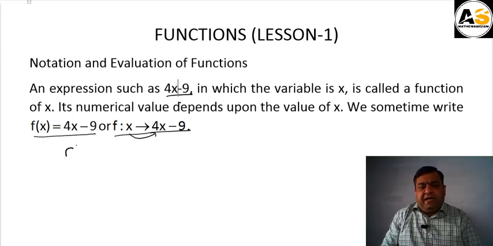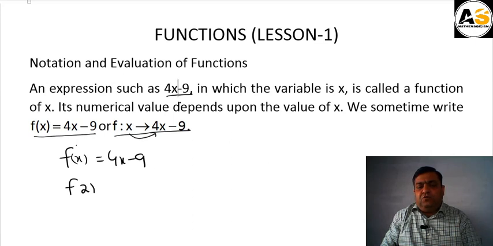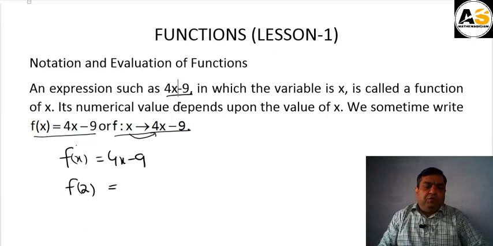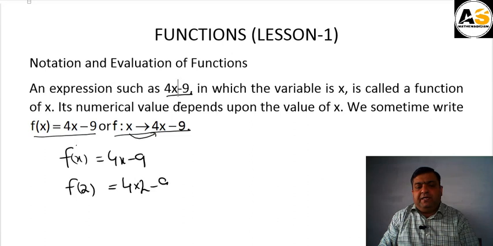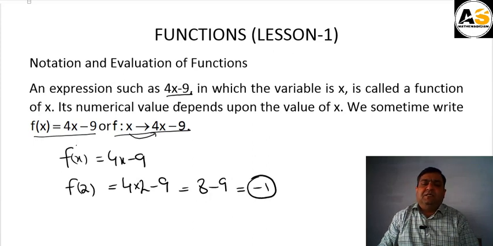If we are given f of x is equal to 4x minus 9, this is called f of 2, the value of f at x is equal to 2. What we do simply, we replace x by 2 in the given expression and then simplify it. So what is f of 2? f of 2 is minus 1. This is called the value of f of x at x is equal to 2.